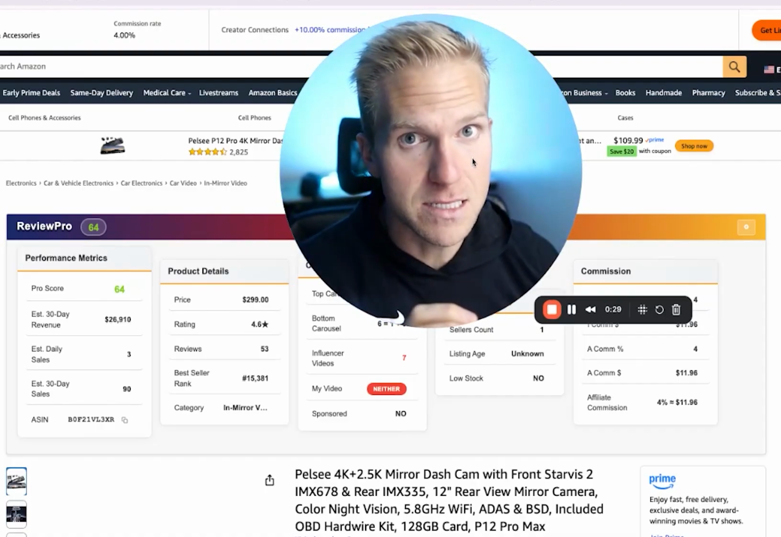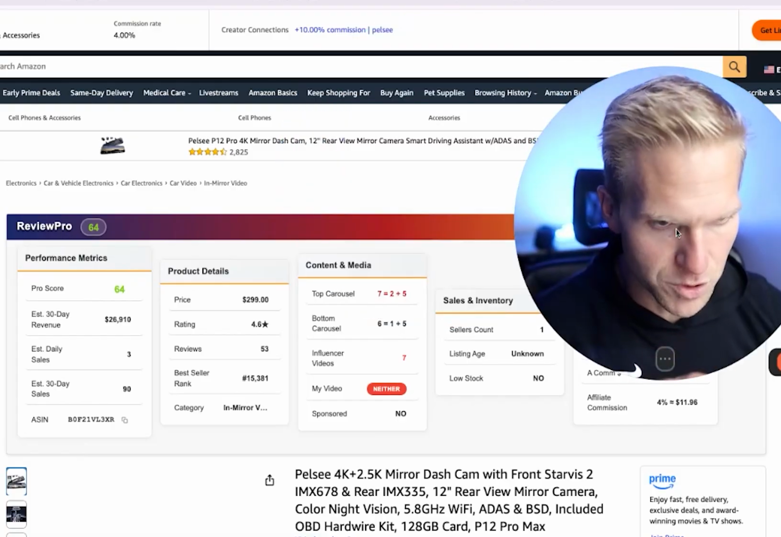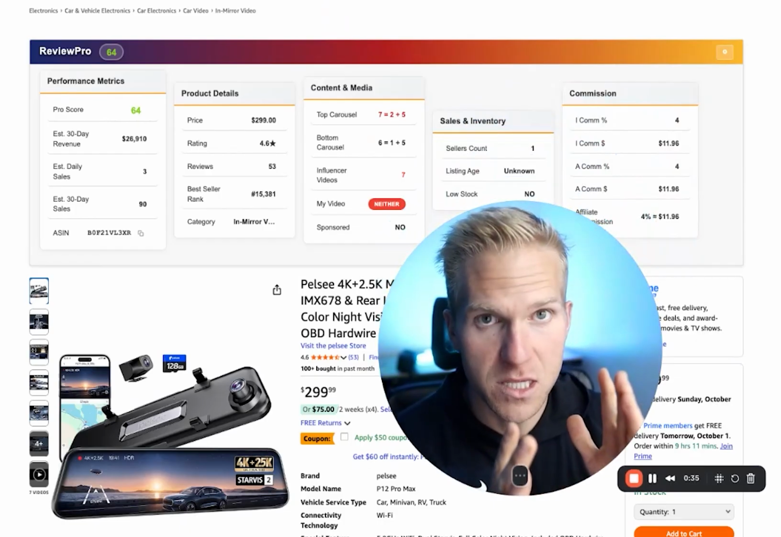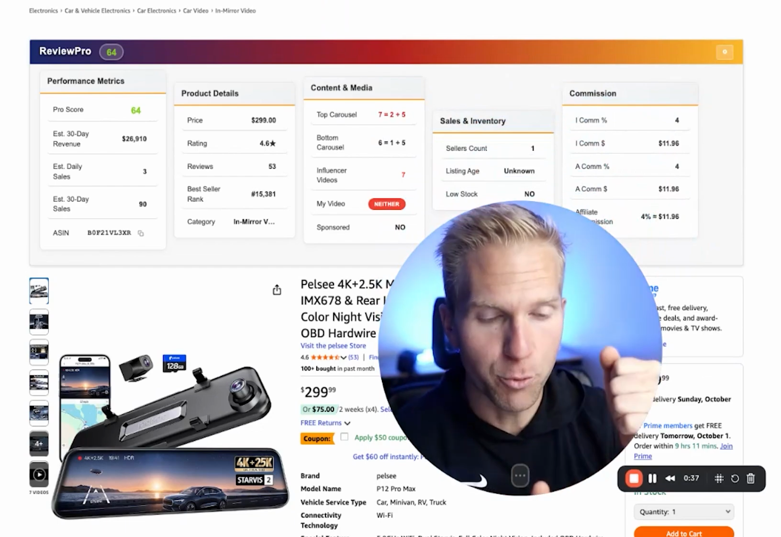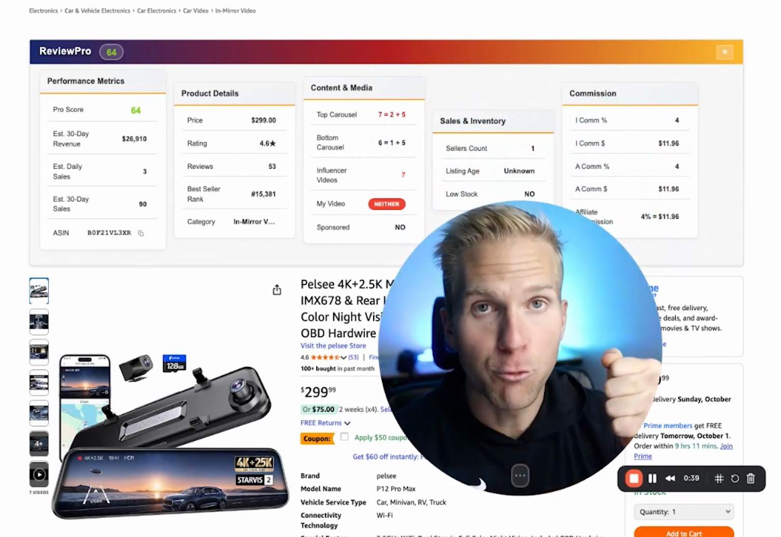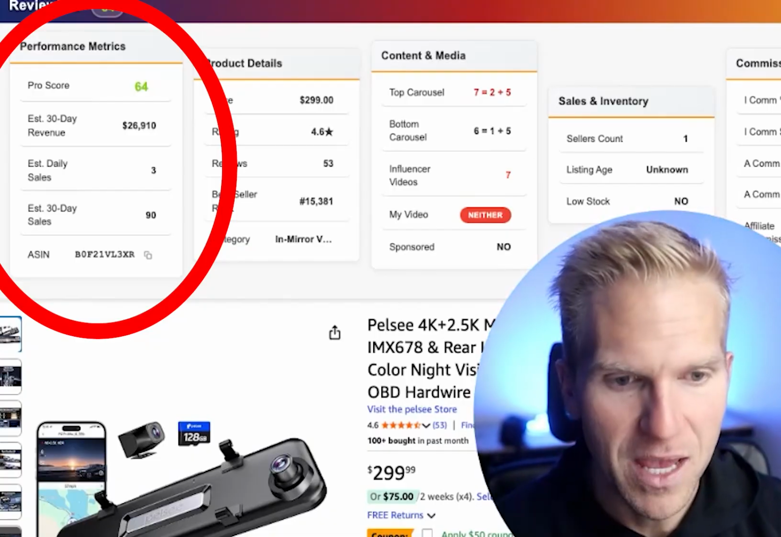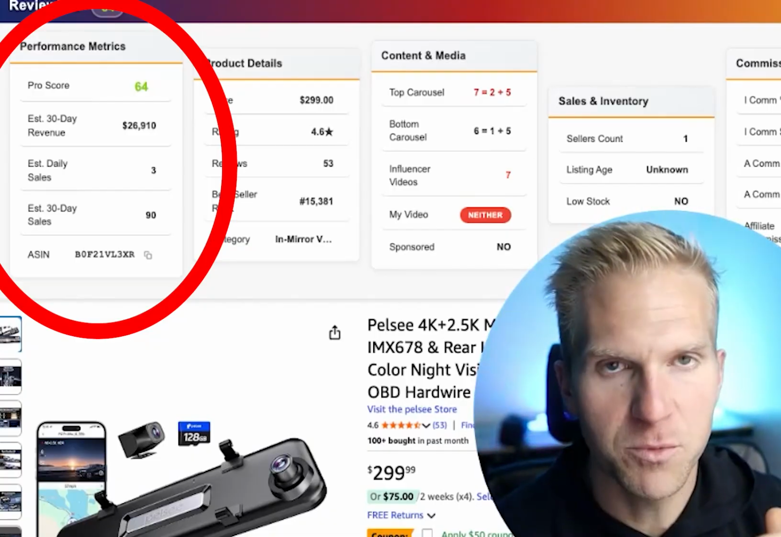They're separated into different tables based on category or similarities. The first is the performance metrics. We have the Pro Score, the estimated 30-day revenue, the daily sales, the 30-day sales, and then the ASIN. Okay, let me start from the ground up.